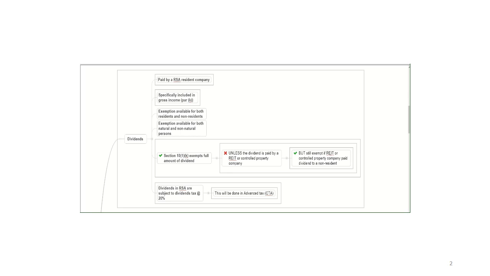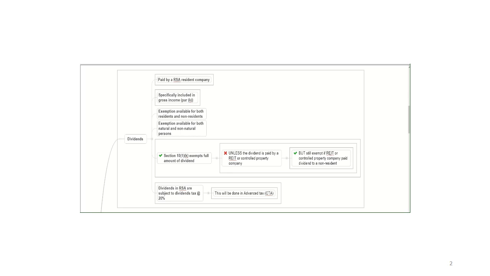So what they try to do is to say, if the dividend is paid by a real estate investment trust, then it will not be exempt in terms of Section K, but, and aren't there always buts in tax? It will still be exempt if the real estate investment trust or controlled property company, they are related to real estate investment trusts, if that is paid to a non-resident. So it's only if a real estate investment trust pays a dividend to a resident that it won't be exempt. If it's paid to a non-resident, then it can still qualify for the Section 10(1)(k) exemption.